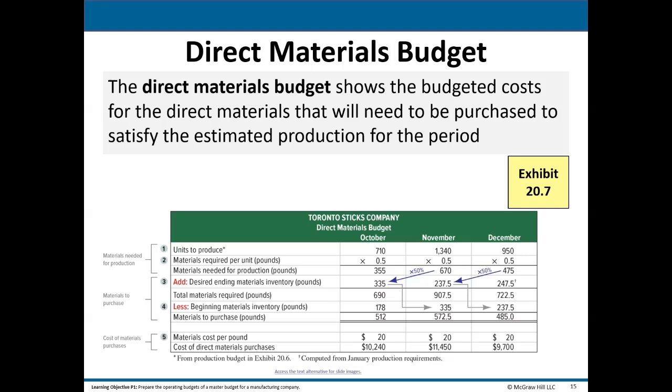For TSC, its policy starting in October is to have ending materials equal to 50% of next period's materials needed. So this works out to be 335 pounds for October, which is just 50% of 670. So see, you need to do this first step across each of the months so that you can calculate, like we calculated the 670 because we knew that the 1340 was the units to produce for November times the 0.5, which is the half pound of wood needed. So that's how we got the 670, and that's how we can come back here and keep moving down the steps for October.